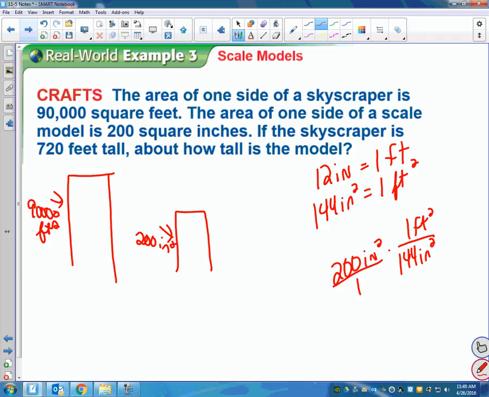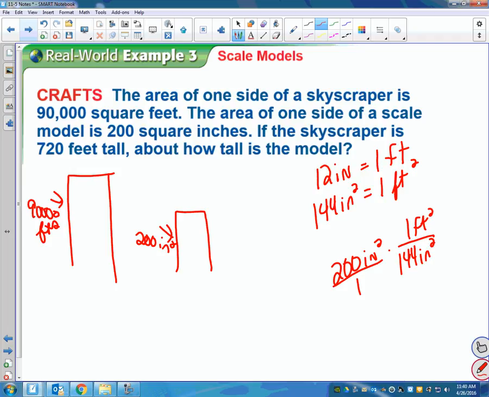I have to take 200 divided by 144. I'm multiplying 200 inches times this conversion factor. It gives 1.38 repeating, well, that's because it rounds up at the end, but that's really just 0.8 repeating.